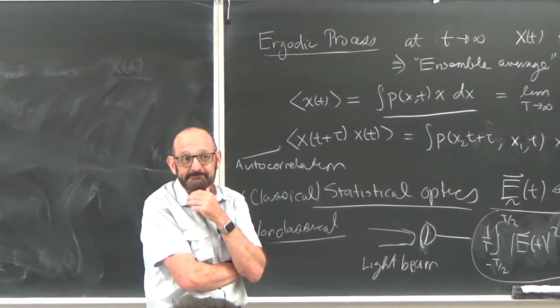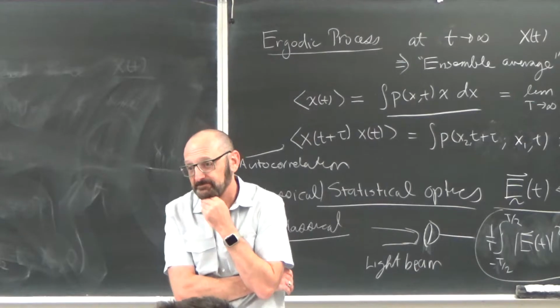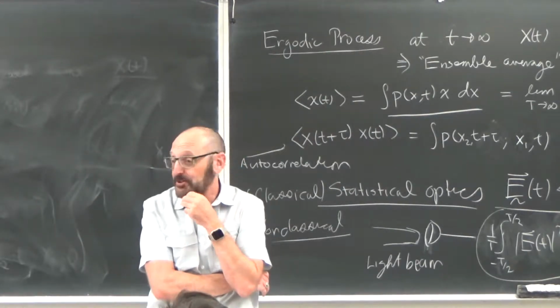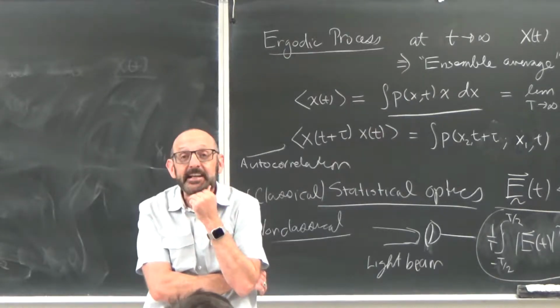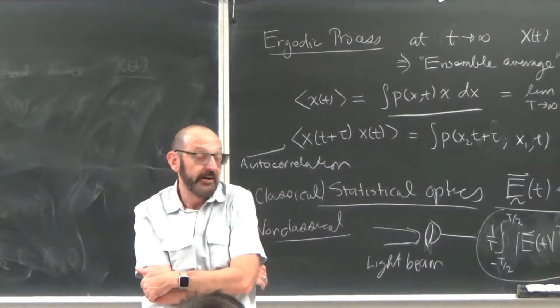So is there a way to experimentally verify ergodicity by experimentally doing an ensemble average and experimentally doing a time average? Sure, I would imagine so. It's nothing I've ever seen in a specific case, but I don't see why not. It seems very logical.